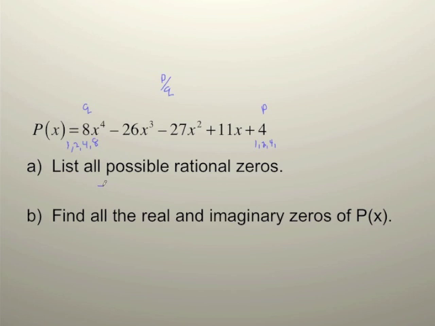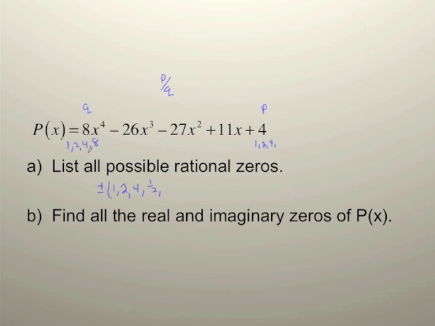These could be plus or minus, and we're just going to put one of those in front and then list all of these. We take the P divided by the Q. So I'm going to take 1 into each of these. 1 goes into 1 once, into 2 2 times, into 4 4 times. Now I divide by the 2. So 1 divided by 2 is 1/2. 2 divided by 2 is 1, which I already have. And 4 divided by 2 is 2, which I already have.